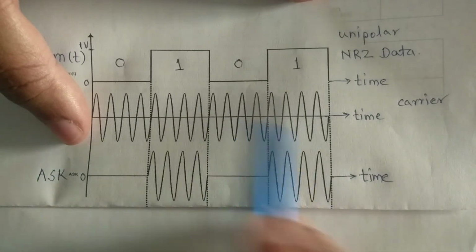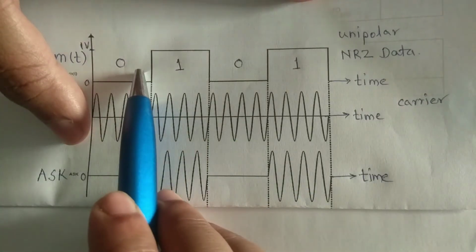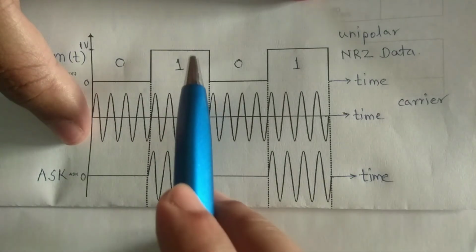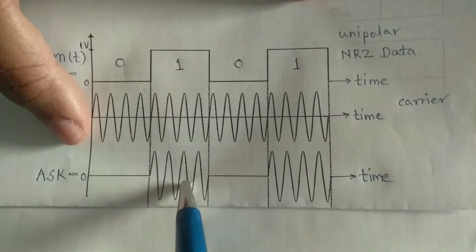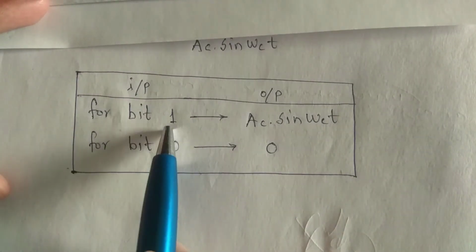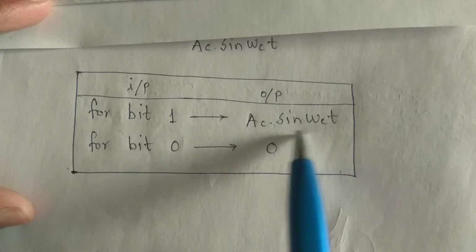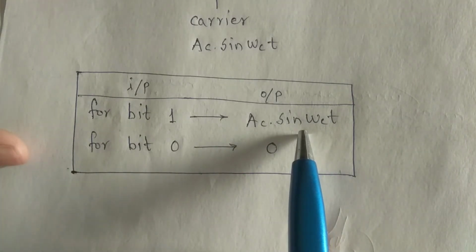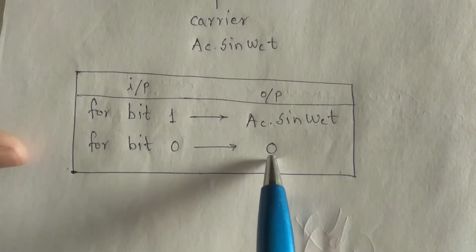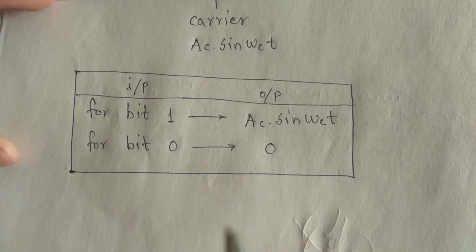From this waveform we can understand that whenever there is bit 0, the carrier is absent, and whenever there is bit 1, we are getting the carrier as output. In short we can write down a table like this. When the input is bit 1, you will be getting the carrier as Ac sin omega ct, and for bit 0 there is no output, that's why the output is 0. So this is ASK.